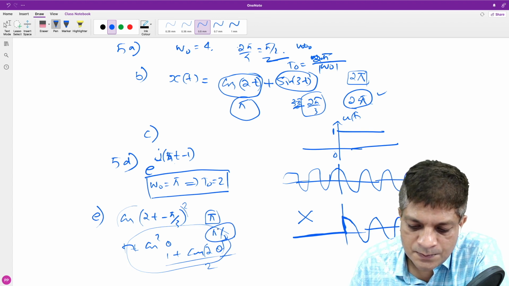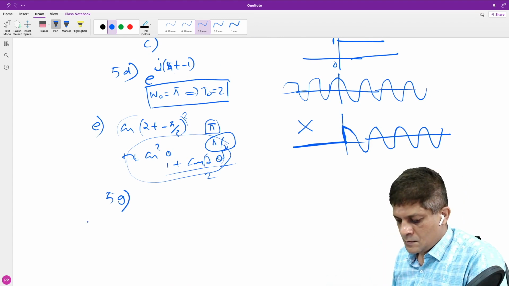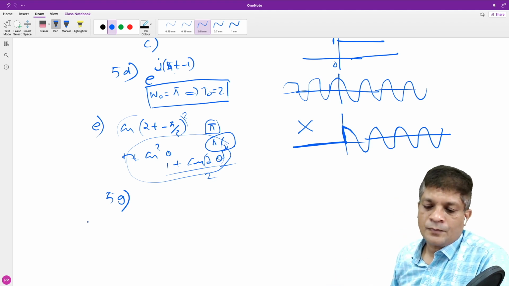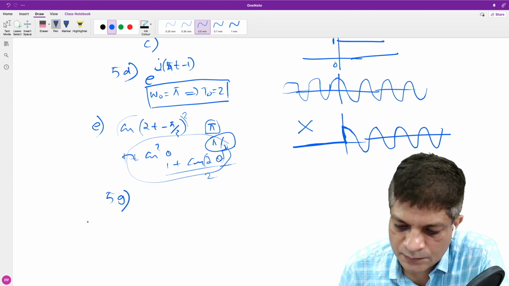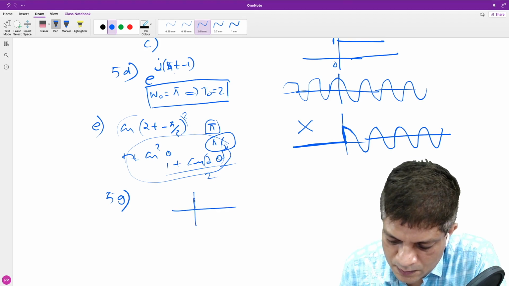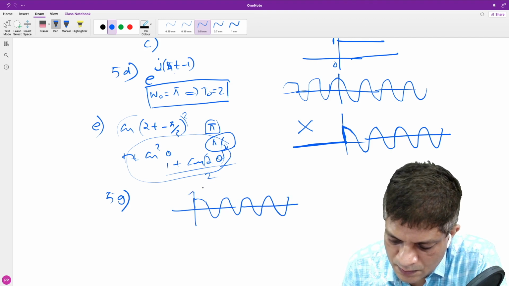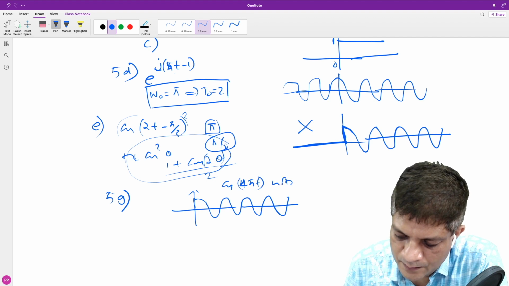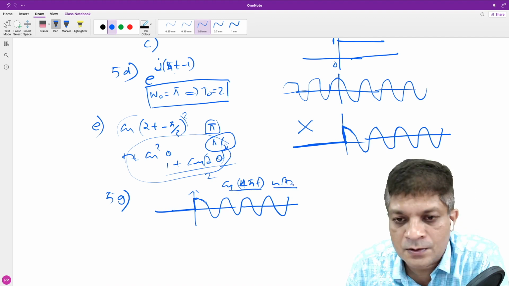Now what about g part of that? 5g. So it should be periodic. Can you sketch that signal? It would be just like cos 4 pi t. Could be just like that, because if you're taking it even, then the right part will be the same. Okay, cos 4 pi t. So this is cos 4 pi t into ut. Multiplying with ut means the negative part will be 0.